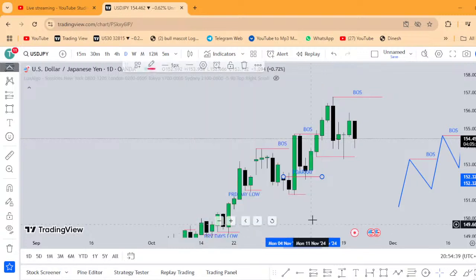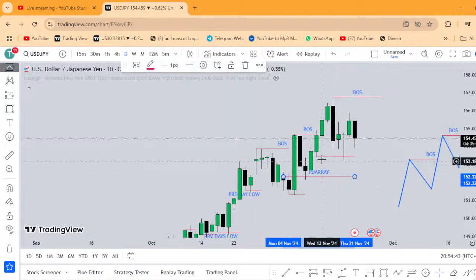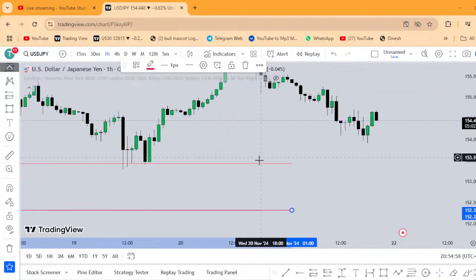So now where would be the liquidity model? When we don't use PDRA, we use liquidity. So this is a previous day. Price dropped, consolidated, swept this low together with this order block. So this low becomes our opportunity to buy. So we go to the 1 hour time frame to look for momentum to confirm that buy.